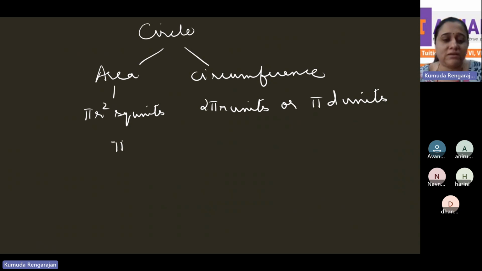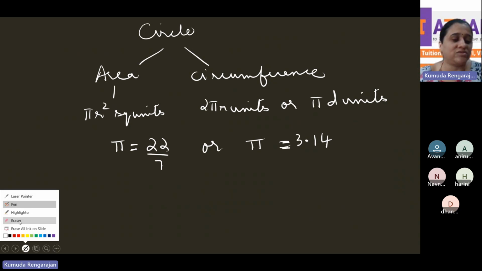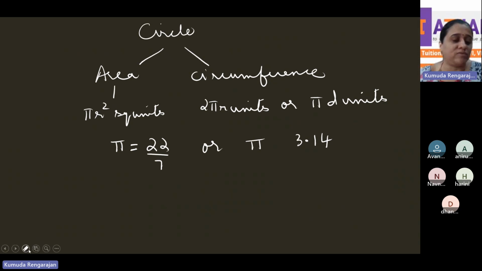And the value of pi is 22 by 7. If nothing is given, you should take 22 by 7. Or if it is given as 3.14, then only you should take 3.14. You cannot take 3.14 by yourself. Only if that instruction is given in the question, take pi as 3.14. If nothing is given, you should take 22 by 7.